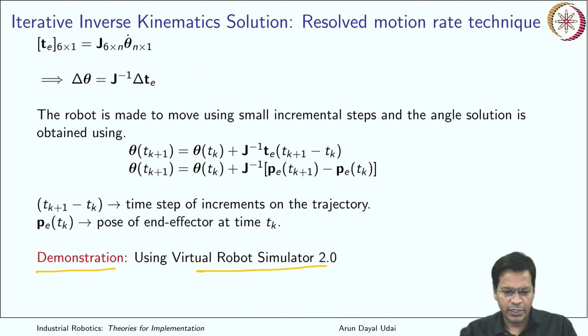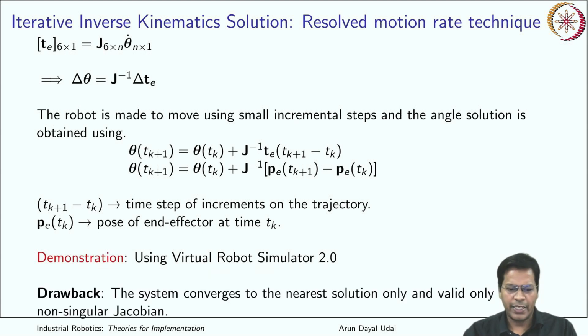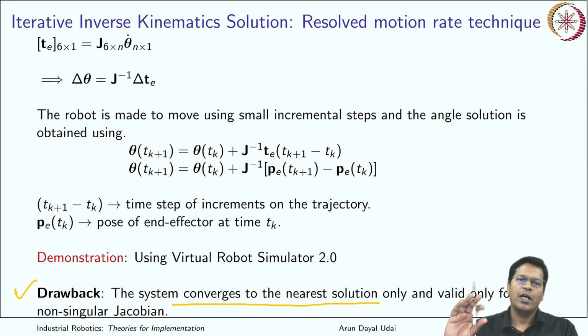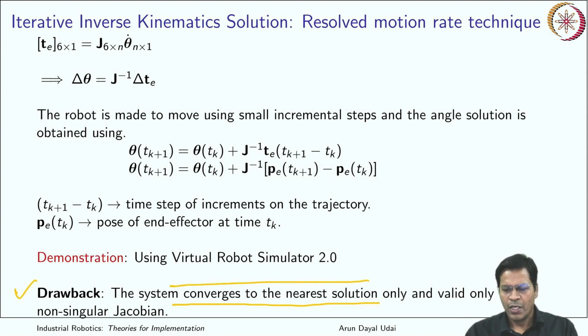Okay. So yes, coming back to my normal slide. But the drawback you already know: the system converges only to the nearest solution. Let us say you wanted to go to one inverse kinematic solution out of the 8 different solutions. It won't take you there. It will take you to the nearest one. That is sometimes beneficial also. And it is only valid for a non-singular Jacobian. You cannot pass through a place which is singular.